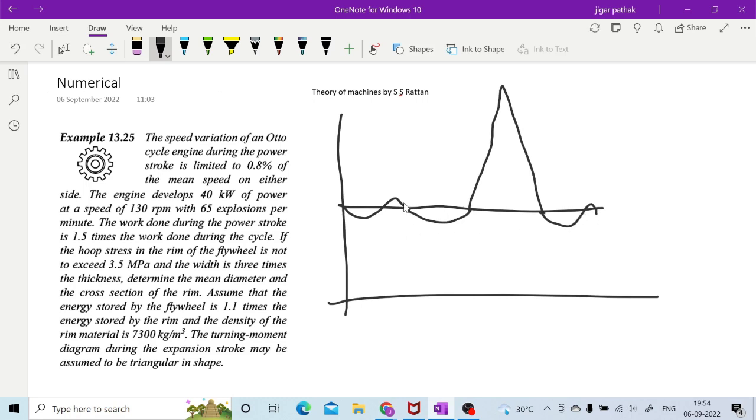So the very first thing is to draw this T-theta diagram, and if you remember, for the 4-stroke engine it was like this, right? We have seen this. Here you have pi, here 2 pi, here 3 pi, and at the end 4 pi. This is crank angle theta, this is torque, and this is T mean. Here you have the maximum, right?